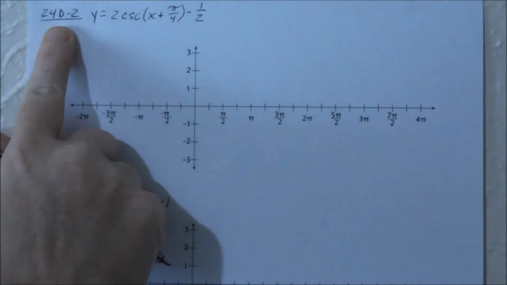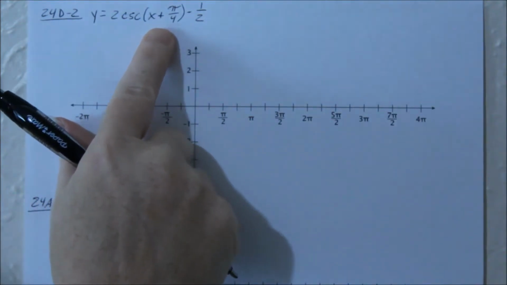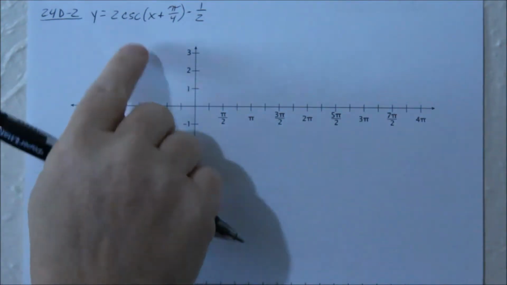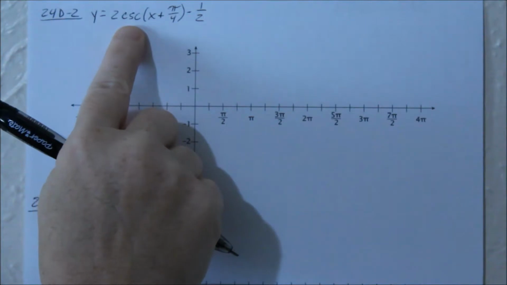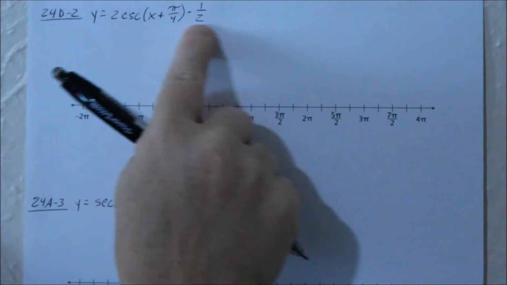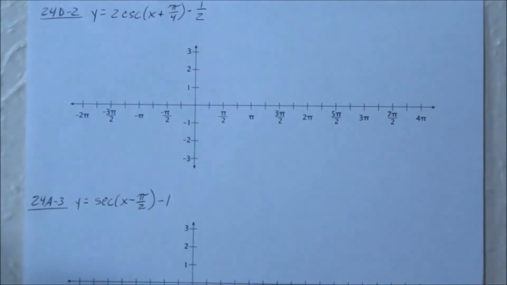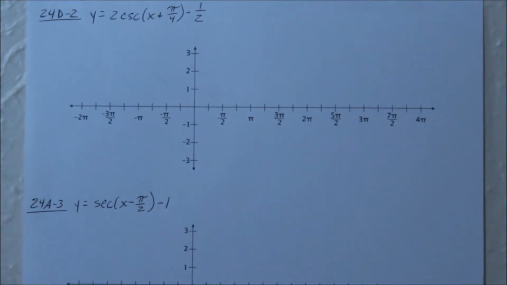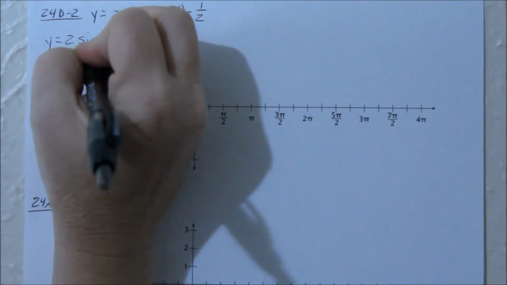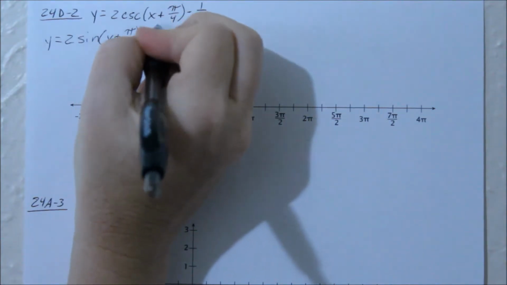Okay, we're looking at 24D2. Y equals 2 cosecant of x plus pi over 4, minus 1/2. My recommendation is to graph this equation as if this was sine, because the reciprocal of cosecant is sine. So I'm going to graph this whole equation as if it was sine and make all the changes to it in its sine graph before making it into a cosecant graph. So essentially I am going to graph y equals 2 sine of x plus pi over 4, minus 1/2.